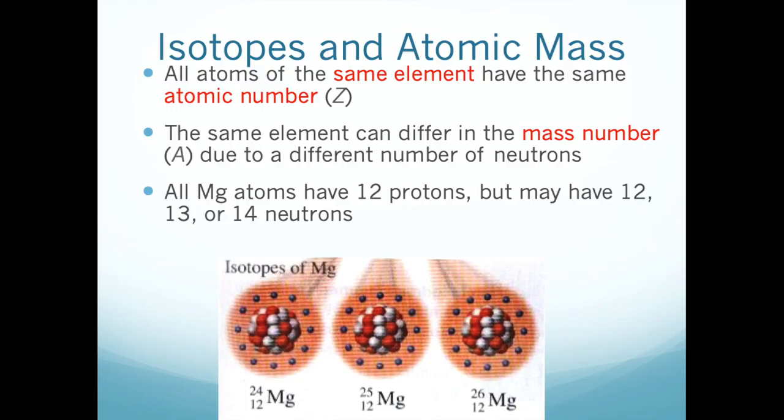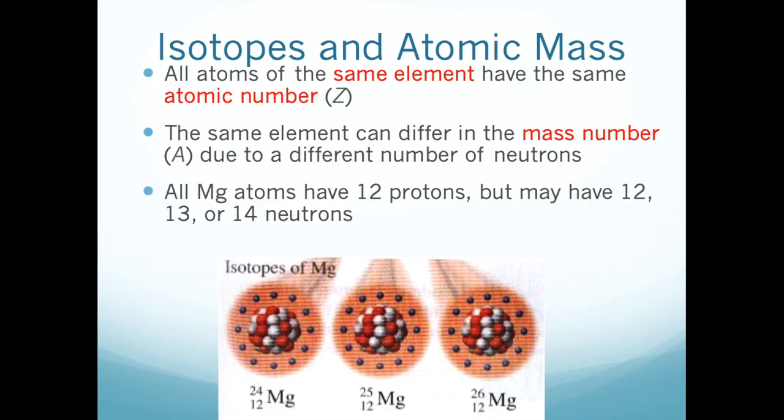All right, back when I told you that when you have a sample of an element, all of the atoms are identical to a certain extent, I was referring to the atomic number. All of your atoms of your sample of an element have the same atomic number. They all have the same number of protons. However, you can have atoms of the same element with the same number of protons, but a different number of neutrons, and therefore different mass numbers.